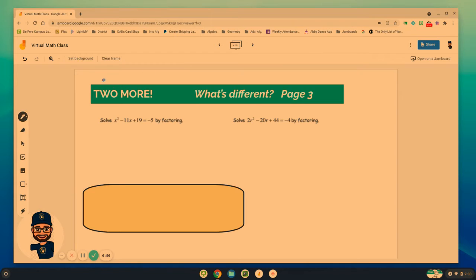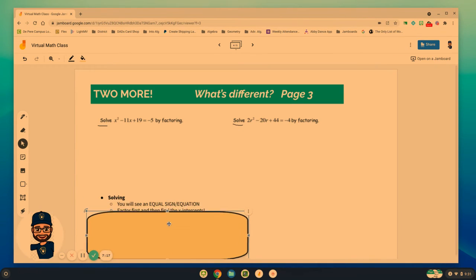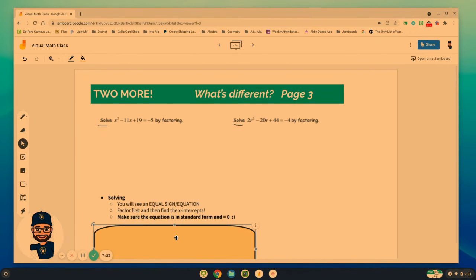And if you look and read these problems carefully, solve x squared minus 11x plus 19 equals negative 5 by factoring. Solve 2r squared and so on, by factoring. We are solving. There's a difference between just factor or find the factors and solving. First important note, you will see that equal sign. Okay, we're going to factor first, and then we're going to find the x-intercepts, but this is the most important note on the bottom, right there on the bottom.